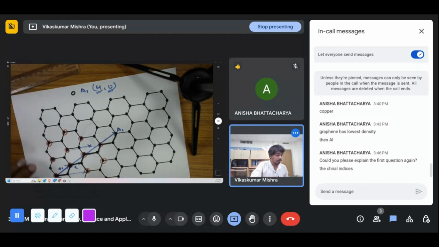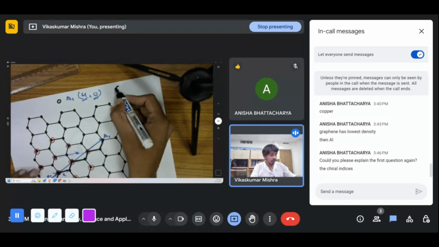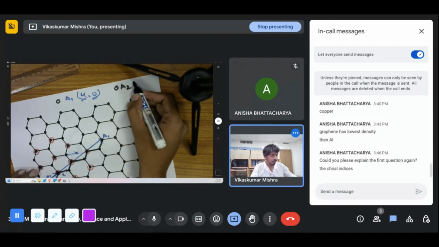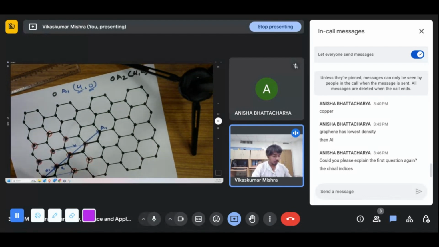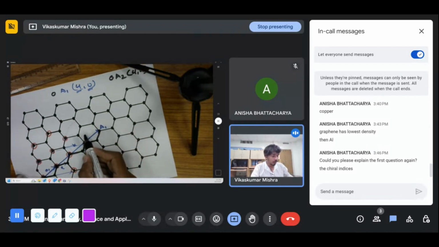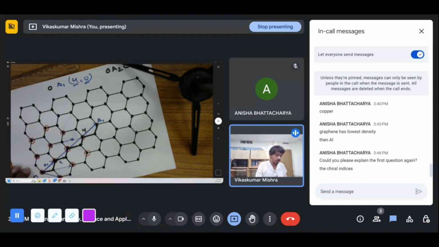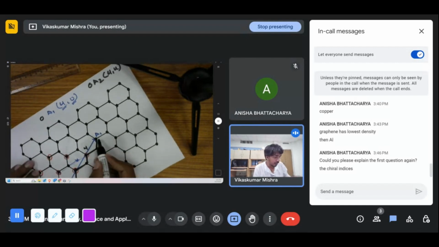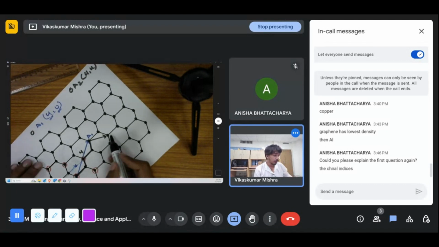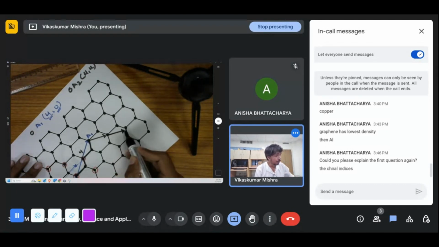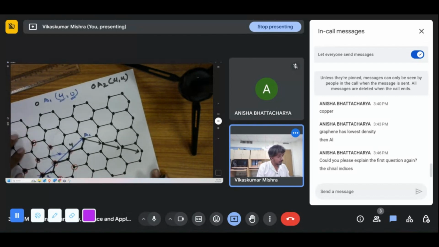Perfect. So now we need to find the other one, OA2, and that has the chiral index 4 comma 4. See how much distance we move over here: we move by the amount of 4. Now we have to move by the amount of 4 again in the direction of A2, which has this particular direction. So along these directions, 1, 2, 3.